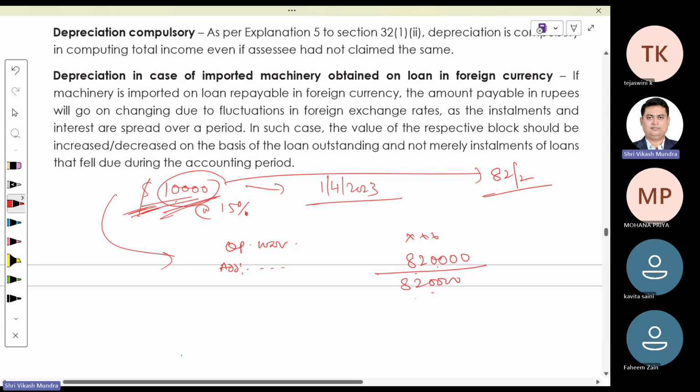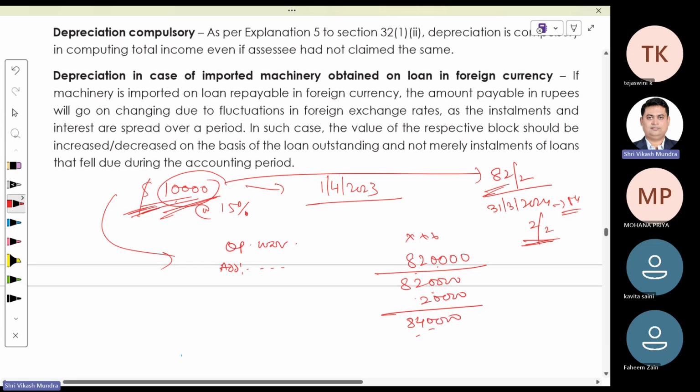But say as on 31st March 2024, the value of the dollar increased from 82 to rupees 84. There is a difference of rupees 2. Now I am required to pay my vendor 20,000 more instead of 8 lakh 20,000. In this situation, this 20,000 is required to be added to the block value. So my block value comes to 8 lakh 40,000.